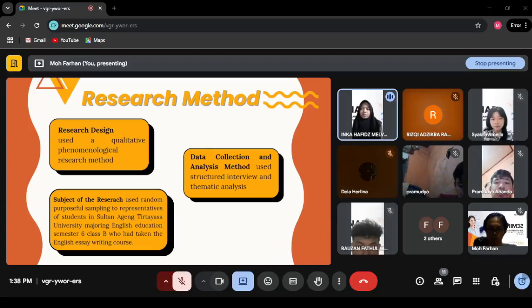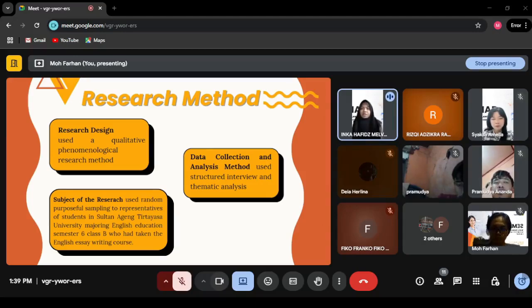Data was collected through structured interviews. Each student received the same questions, focused on 4 key aspects: grammar challenges, paragraph structure, credibility of source, and coping strategies. We analyzed the data using thematic analysis by Braun and Clarke, which helps us to find repeated themes and patterns. Next is the instrument.